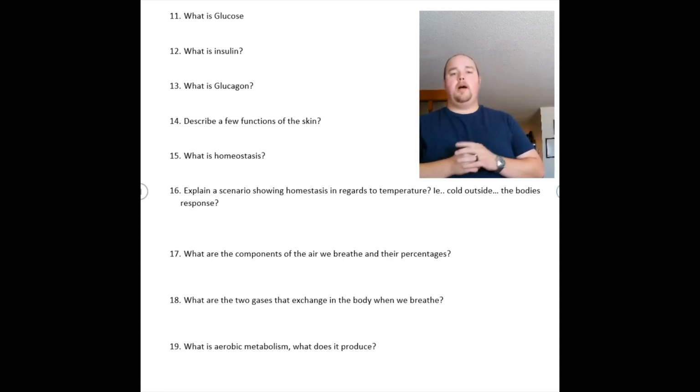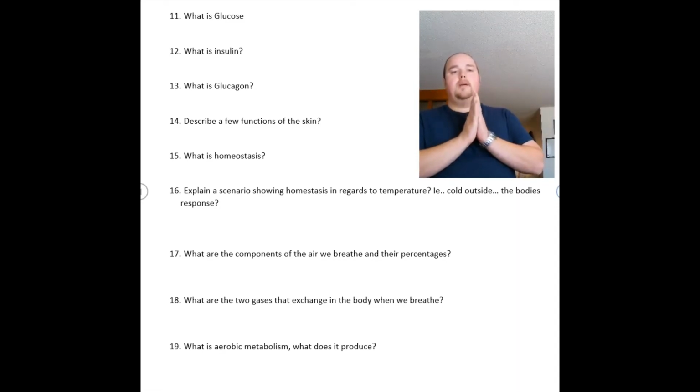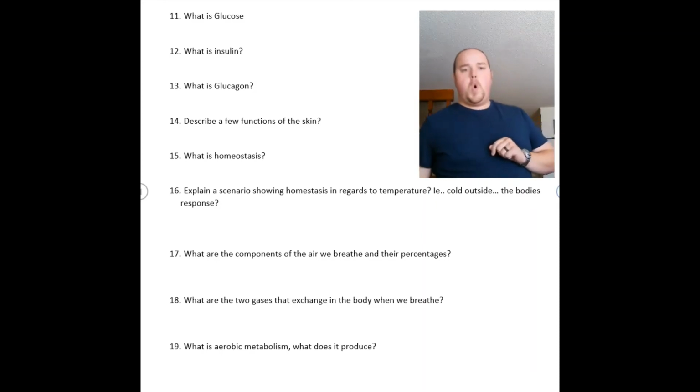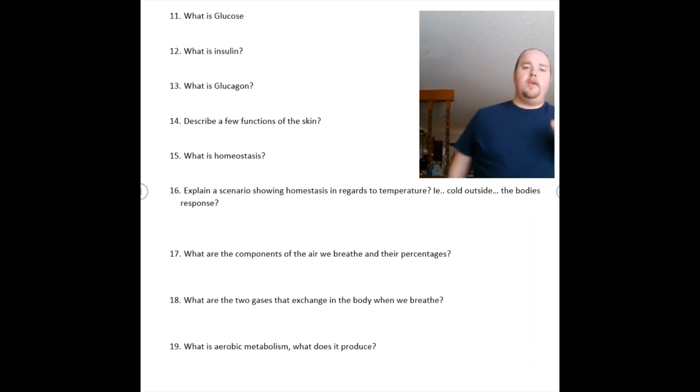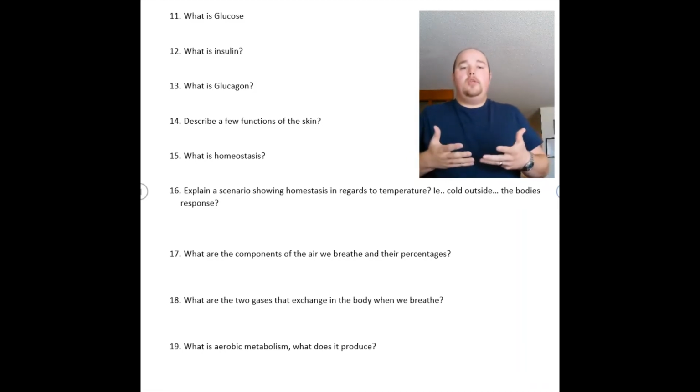Nitrogen helps produce surfactant for the lungs and allows us to keep those alveoli open and prevent that shutting of the alveoli, the collapse, atelectasis. The two gases we exchange and blow off, we breathe in oxygen and we exchange that with carbon dioxide, CO2. Aerobic metabolism produces energy, ATP, and its byproduct that comes off of it, the waste product, is CO2.